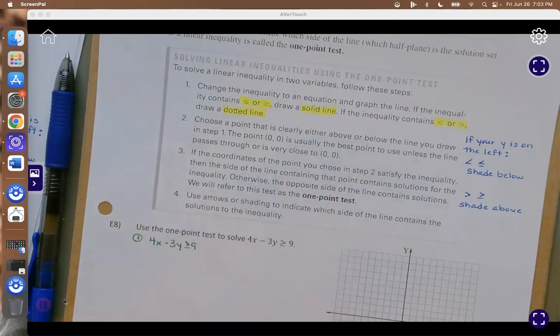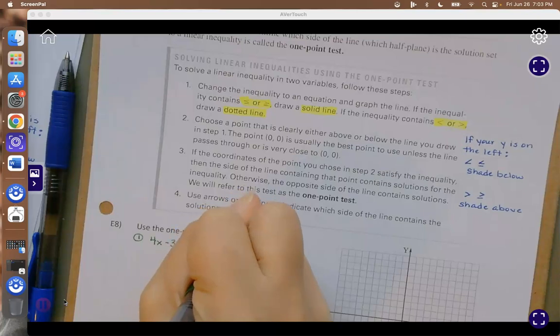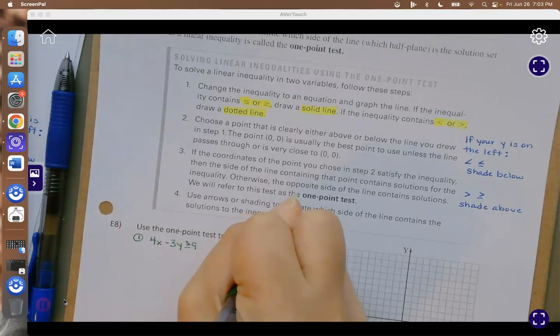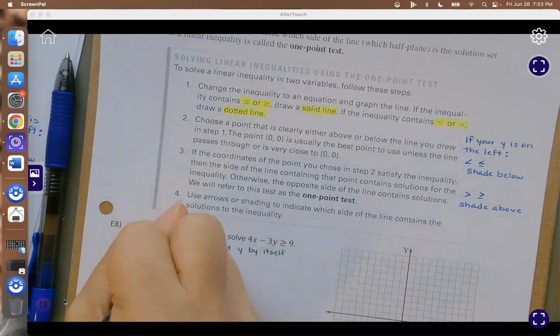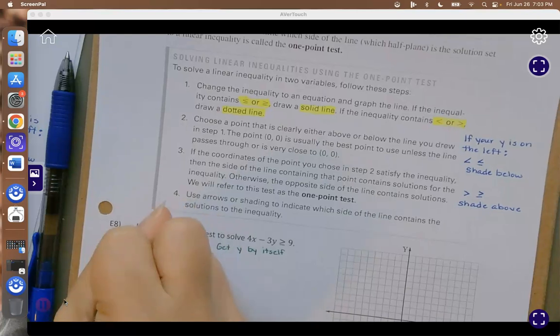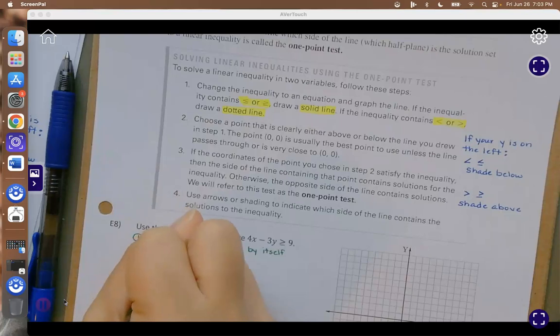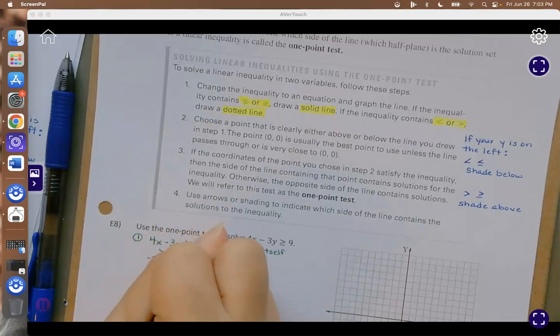So, the first thing we're going to do is get y by itself. Okay, so we're going to move the 4x over, so we have negative 3y is greater than or equal to negative 4x plus 9. Now, what we're going to do here is divide both pieces by negative 3.